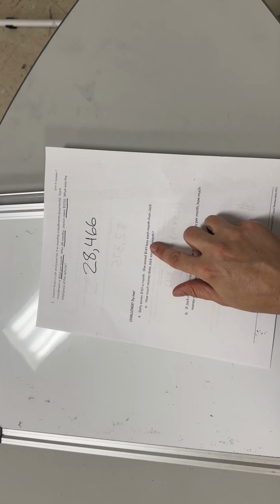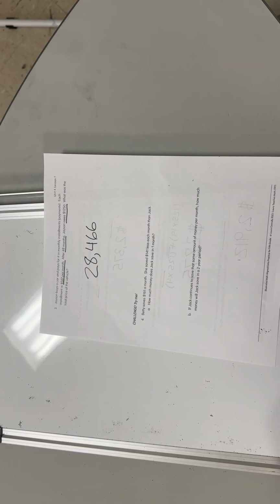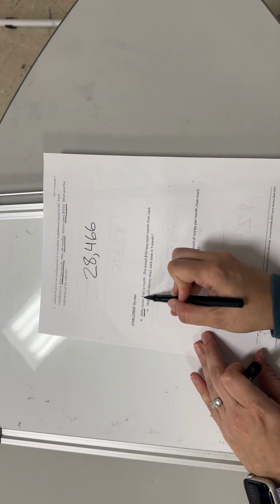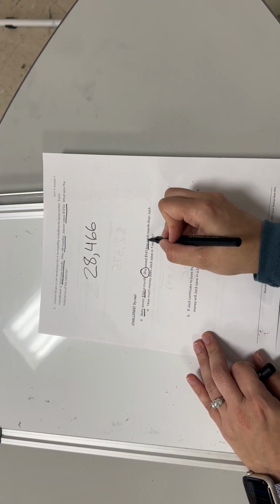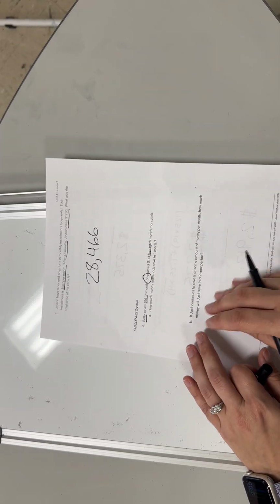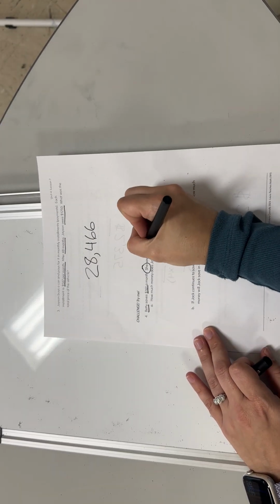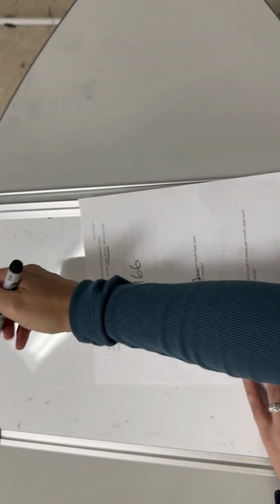Number 4 says, Betty saves $161 a month. She saved $141 less each month than Jack. The first question is, how much money does Jack save in 1 month? So if Betty is saving $161 a month and she is saving less than Jack, then that means Jack is going to be more.